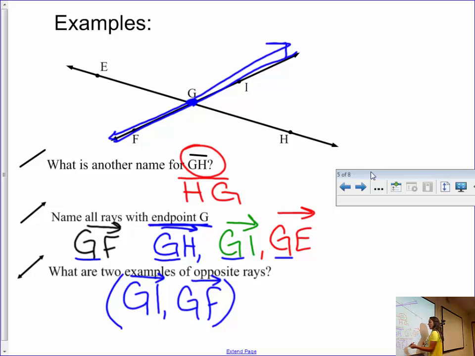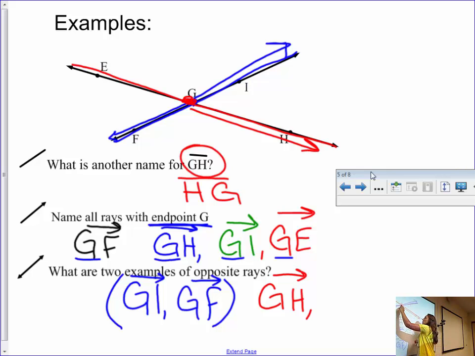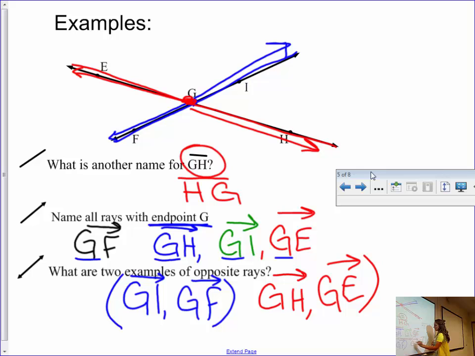The next and final example of opposite rays would be using this other line that I've just highlighted in red and finding that common endpoint in the middle, G, and we can name one ray going from G to H, direction this way. Going in the opposite direction, starting at G, we can end up going through E. These both form a straight line, GH and GE. So these are both opposite rays.